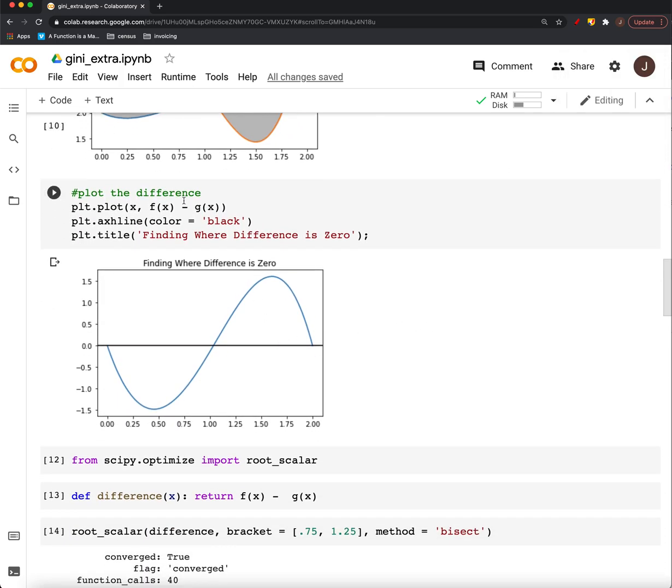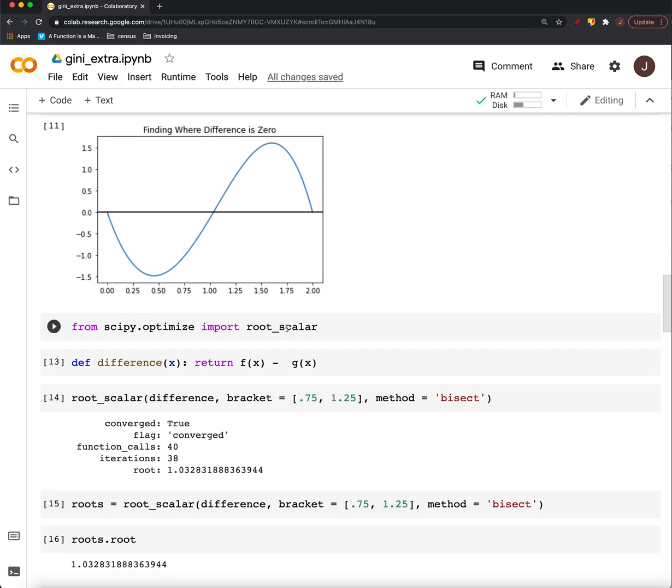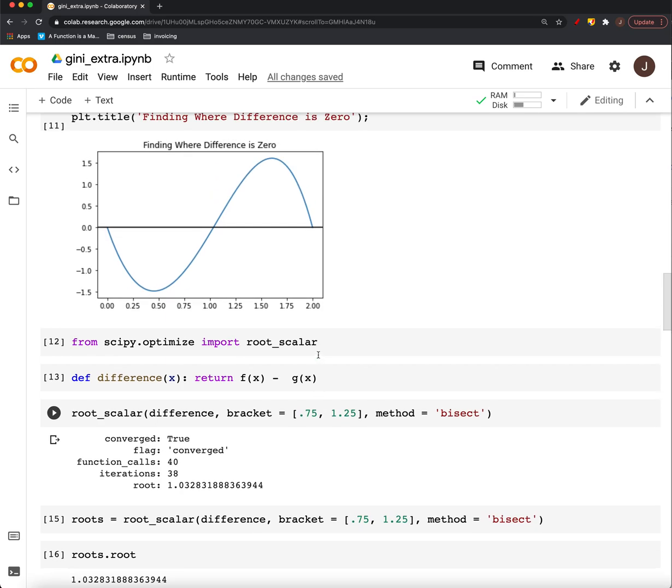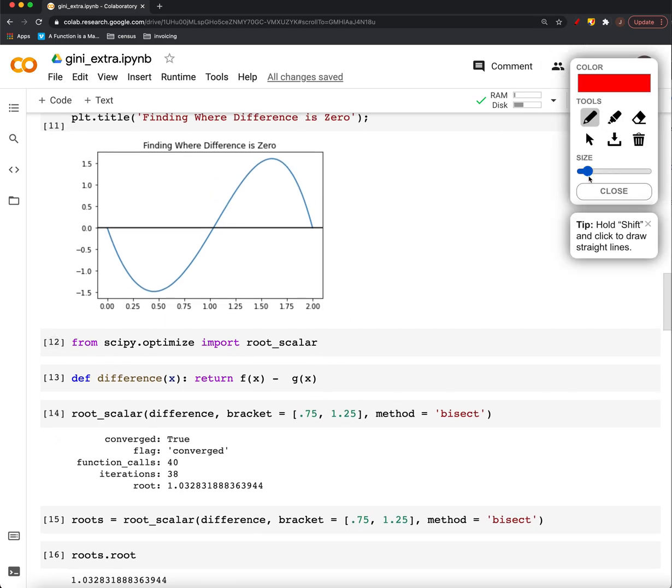This is essentially the curve of the difference between those two functions. So sure enough, around 1, there is a 0. The function that we'll use for this is called root scalar. The way that it works is you give it a function that you want it to find a 0 of, and you give it a range of values that you think that 0 occurs in. In this case, we think the 0 occurs somewhere between 0.75 and 1.25. And the function is f minus g.